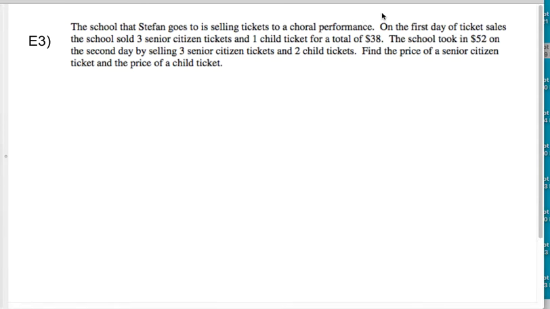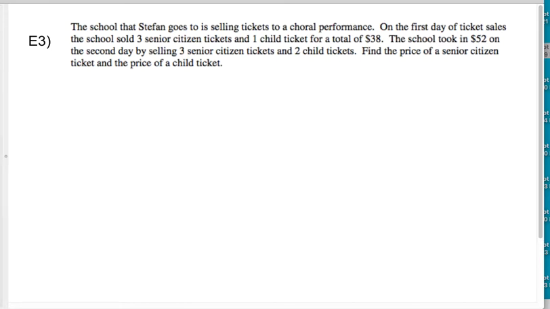The school that Stefan goes to is selling tickets to a choral performance. On the first day of ticket sales, the school sold 3 senior citizen tickets and 1 child ticket for a total of $38. The school took in $52 on the second day by selling 3 senior tickets and 2 children's tickets. Find the price of a senior ticket and a child ticket.